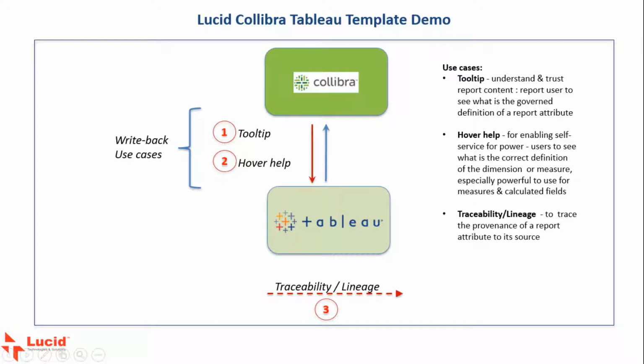Similarly, the description of a business term linked to a dimension or a measure asset in Collibra can be pushed back as its hover help in Tableau. Let us now see how this works. The slide shows the use cases for the writeback features.